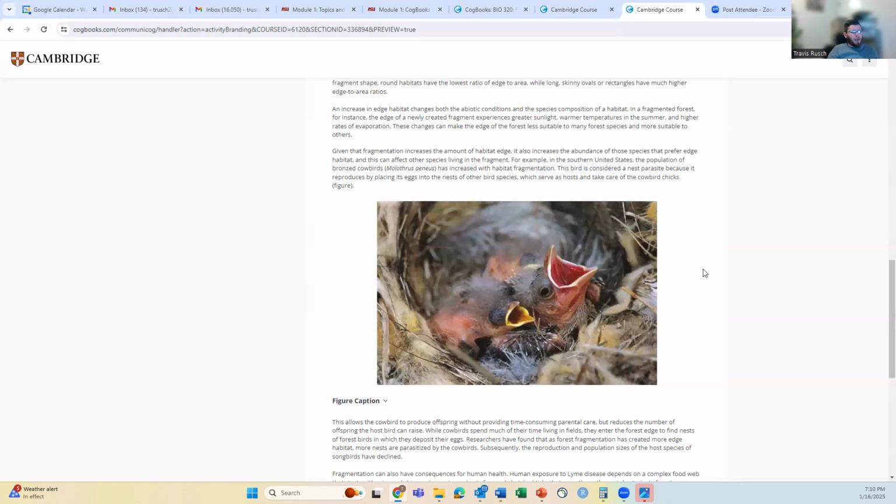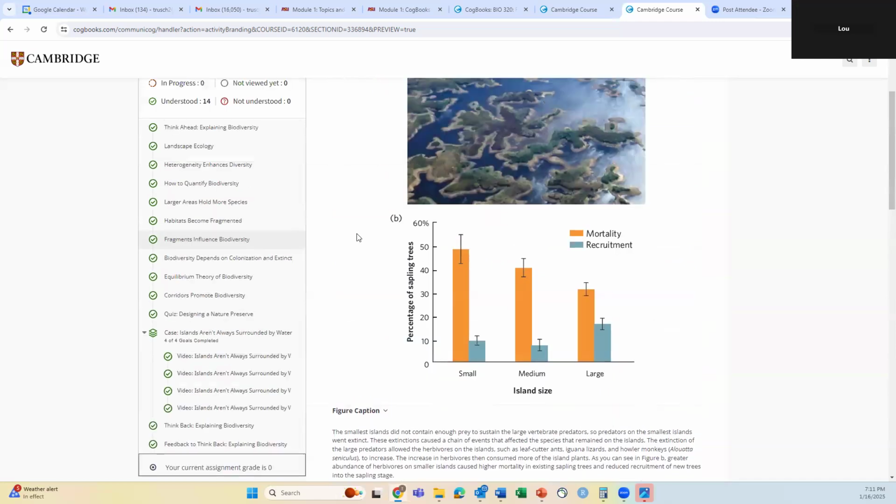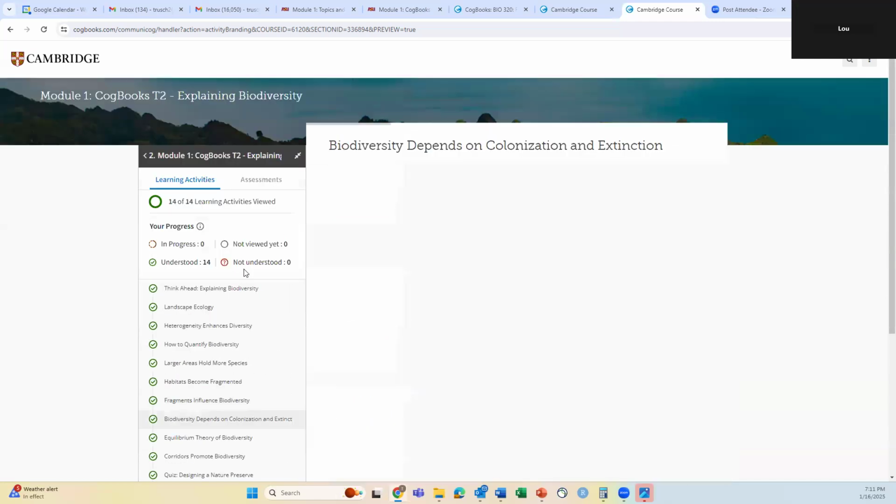So they do a really good job of reducing the reproductive output of the host species. And they're attracted to edges, and they do particularly well in that environment. So having more edges will attract and increase their numbers, which will decrease the numbers of the other species. Okay.